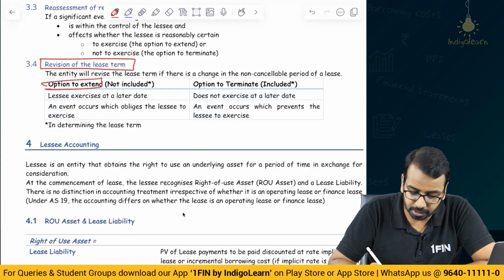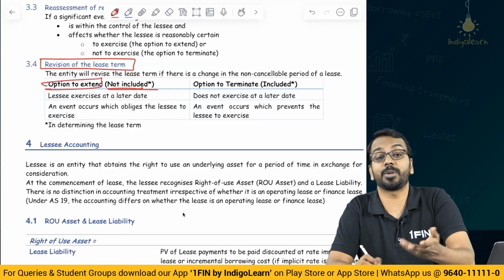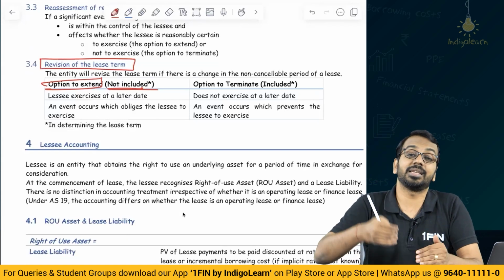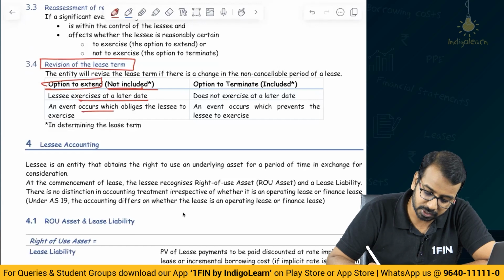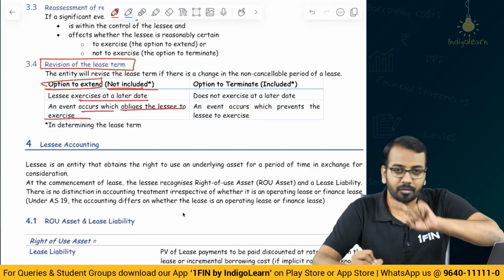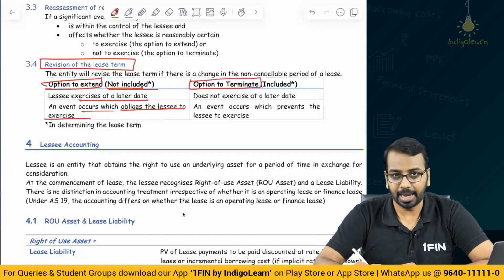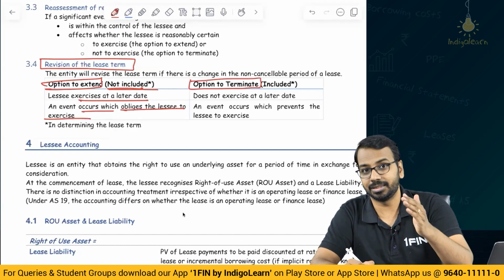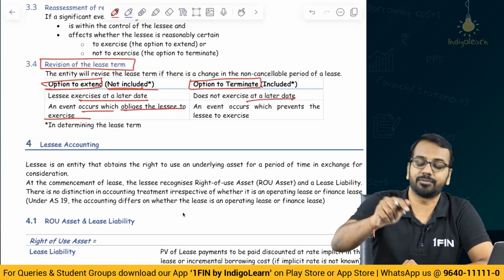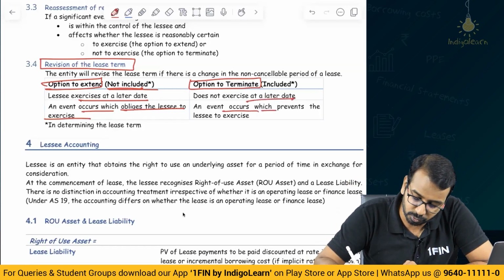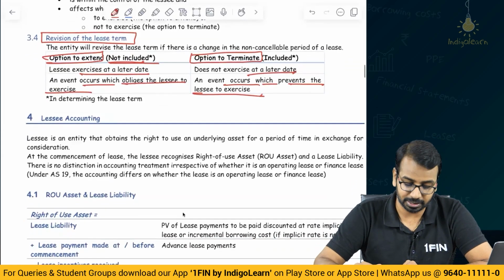Now, if there is an option to extend which was not included, because there was a reasonable certainty that the lessee will not exercise that option. Subsequently, if it is exercised or the event occurs which obliges the lessee to exercise, then now we will reassess the lease term. Similarly, if there is an option to terminate and we believe that the lessee will exercise, subsequently if the lessee does not exercise, then again we have to reassess. Or if there is an event that occurs which prevents the lessee to exercise, in that case also we will do the reassessment or revision of the lease term.